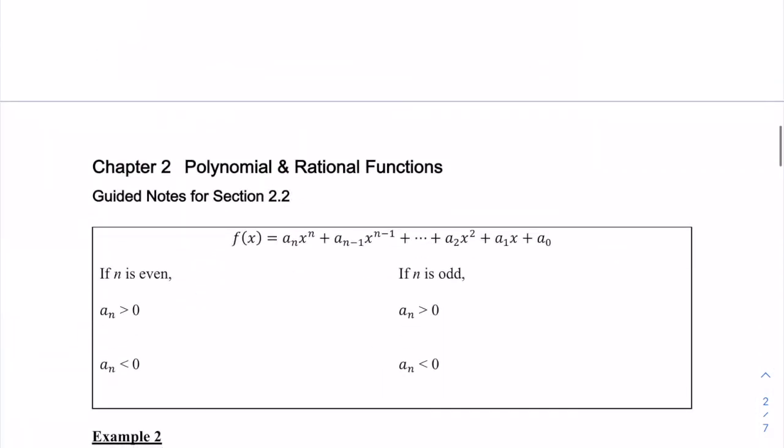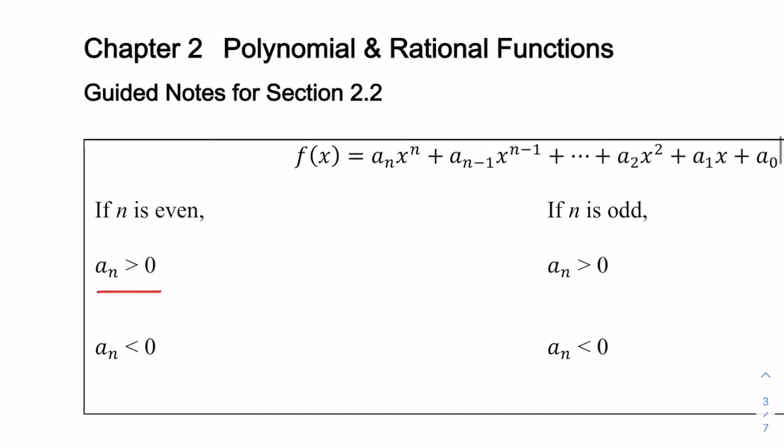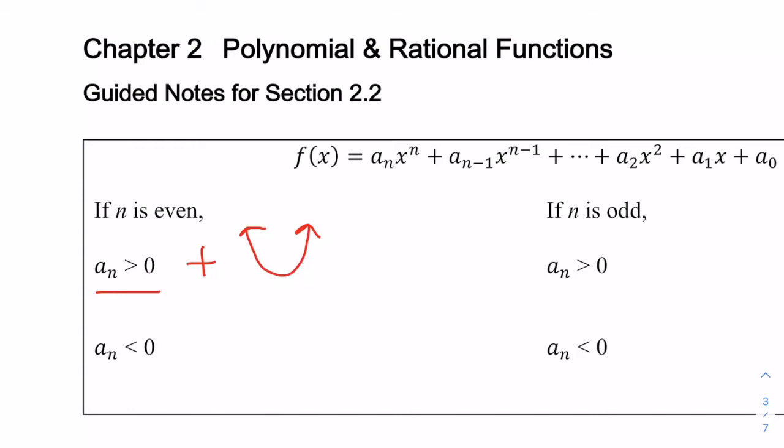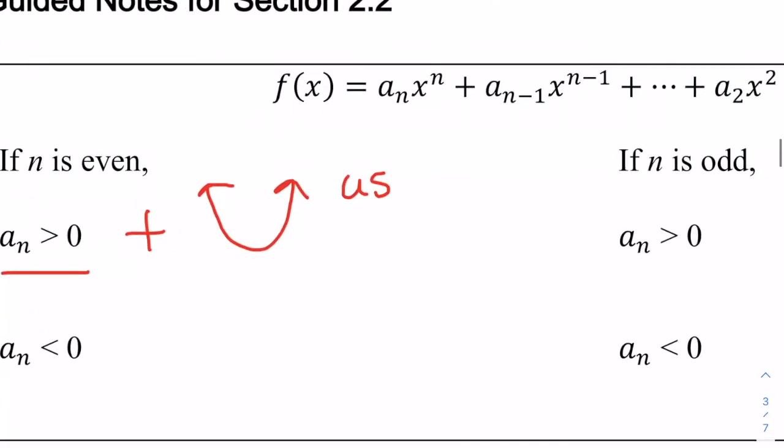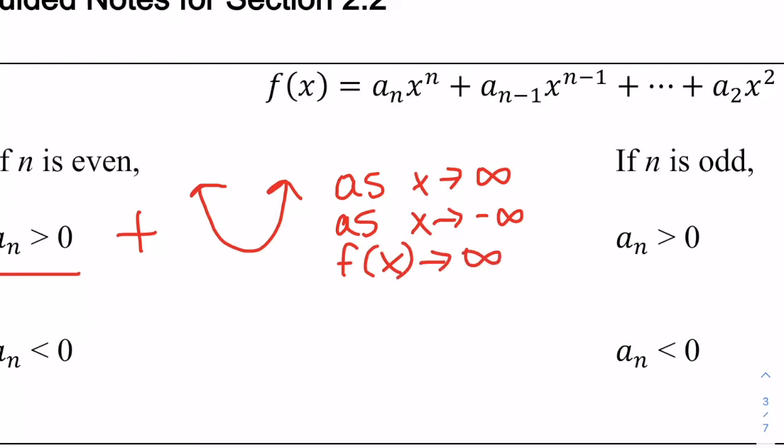So in summary, if n is even, and we're talking about something like a quadratic, okay? So when a is greater than 0, that means that the leading coefficient is positive. And it'll look like this, right? So when x approaches infinity, and as x approaches negative infinity, f of x will be going towards infinity.